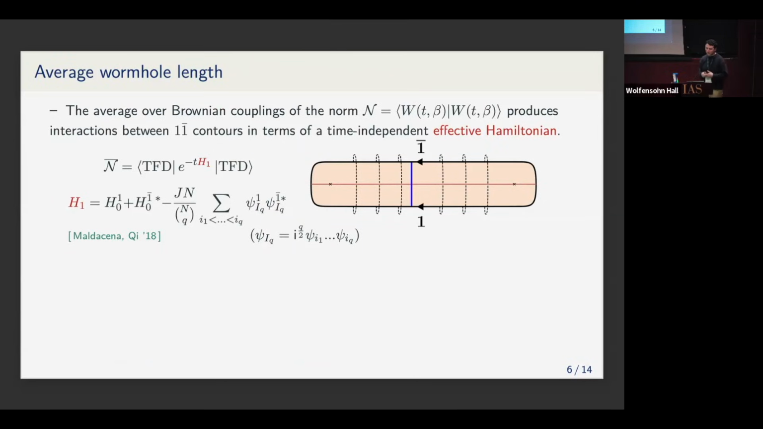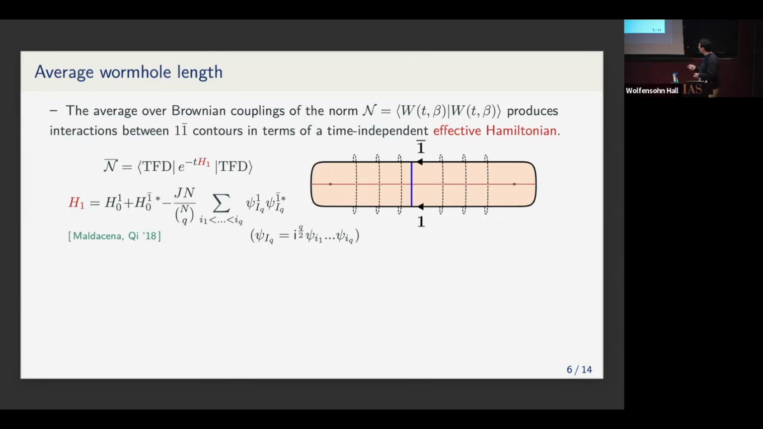So what happens is that the average over the Brownian couplings of this quantity generates effective interactions between the bottom and top contours in terms of a time-independent effective Hamiltonian. Okay? So the average norm can be rewritten as the survival amplitude of the thermofield double by some Euclidean evolution with some time-independent effective Hamiltonian. This is essentially the horizontal way to read this amplitude, where we input the thermofield double over here, thermofield double over here, and we evolve the full two-sided state with some time-independent effective Hamiltonian.